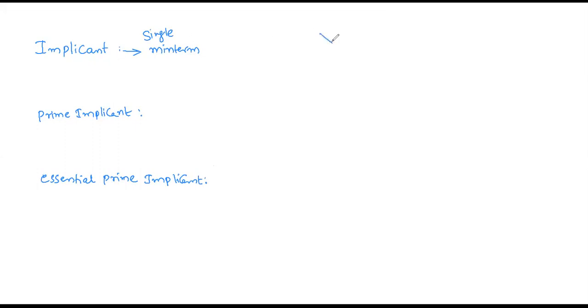For example, this is a 4 variable K-map. We are having the minterms, so we are having 3 implicants. This is one implicant. This is one implicant. This is one implicant. Implicant is nothing but the minterm itself. Another name for the minterm is implicant. You can imagine it like that. 3 implicants we have.